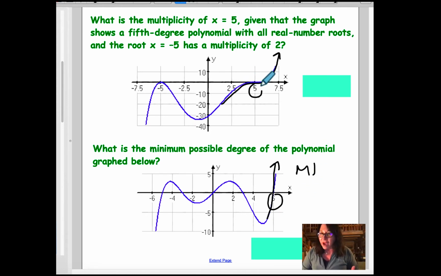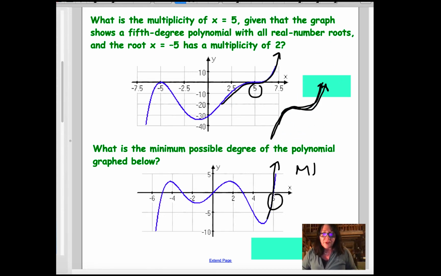But at this 5 here, it kind of does this thing, right? Which means the multiplicity is going to be odd, but it's not going to be 1. It's more like a cubic because it kind of got that curve of a cubic.